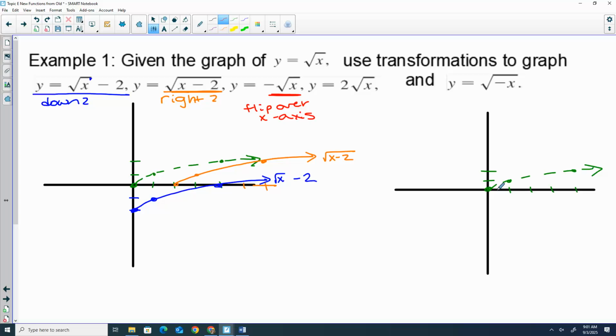It's like taking the y value of these points and making it negative. So 0 would stay. 1, 1, if you make your y negative, goes to 1, negative 1. 4, 2, if you make y negative, goes to 4, negative 2. All right, if we do 2 square root of x, what does that do?